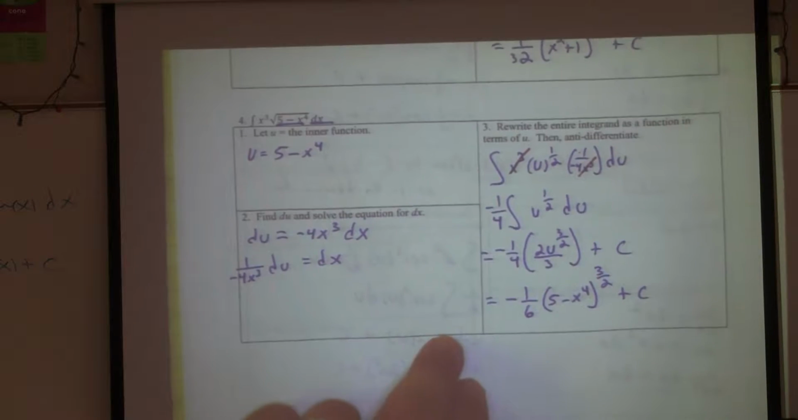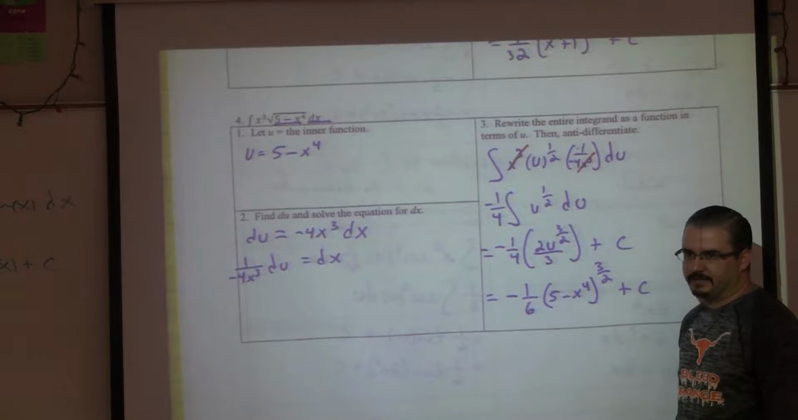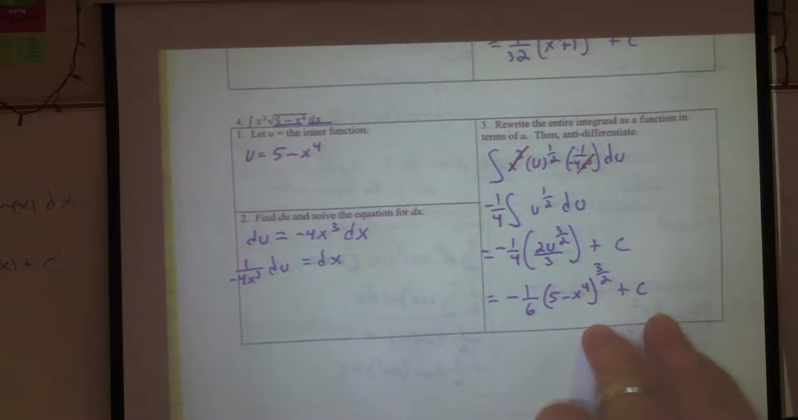I multiplied and reduced in the same step. Hopefully I didn't lose you. Okay? So far so good? Pretty easy? Let's throw a change of variable at that. Try this one.